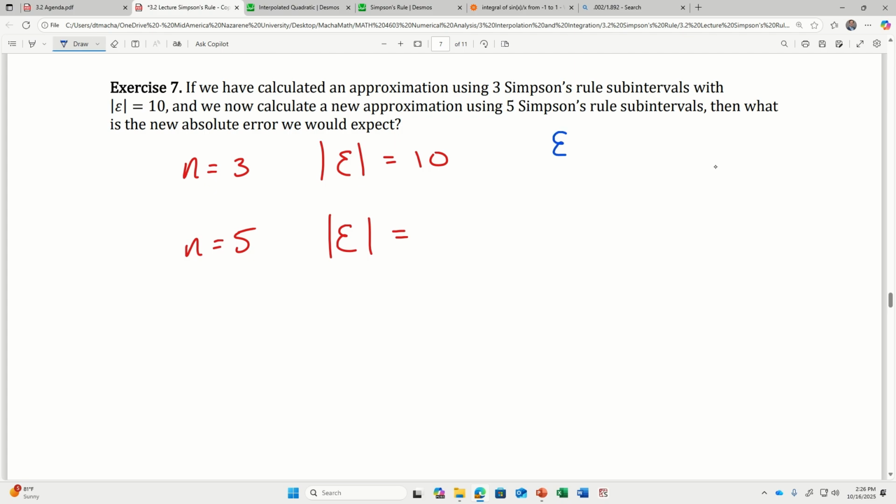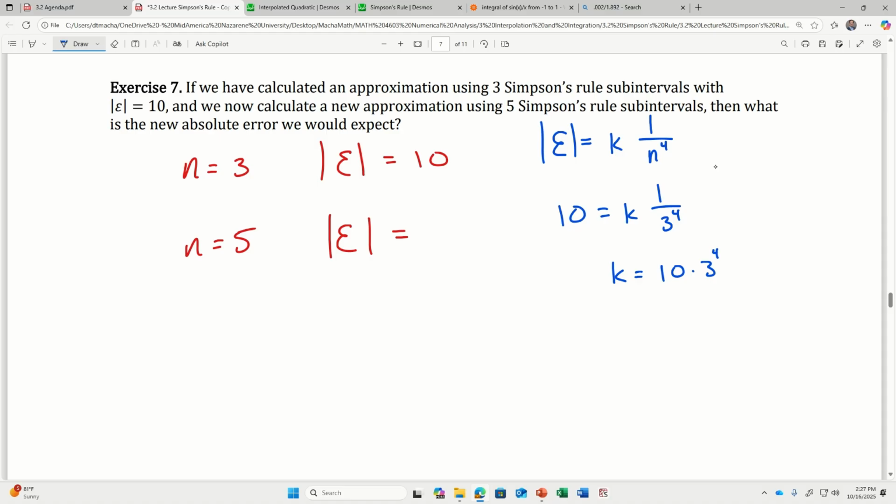We say that my error is proportional to 1 over n to the 4th power. In other words, there's some constant that makes the error proportional to 1 over n to the 4th power. So if now my error is 10, I can just solve for k. When n is equal to 3 and epsilon is equal to 10. So in other words, k would be 10 times 3 to the 4th power.